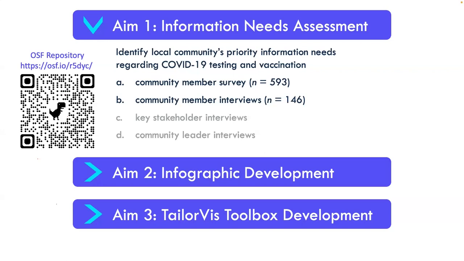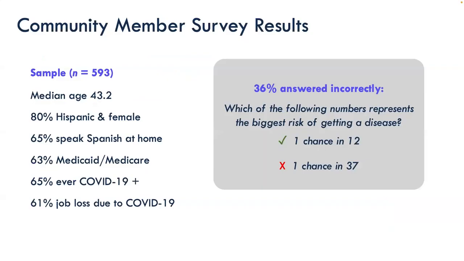With the help of our CBO partners, we recruited adult participants to complete a quantitative survey and qualitative interviews. Here you can see some characteristics of our community survey sample. At the time of their initial participation, nearly two-thirds had tested positive for COVID at some point, and over 60% had experienced job loss in their household because of COVID. So to give you an idea, a lot of these people were essential workers, for instance. And over one-third of our respondents answered this numeracy question about disease risk incorrectly.